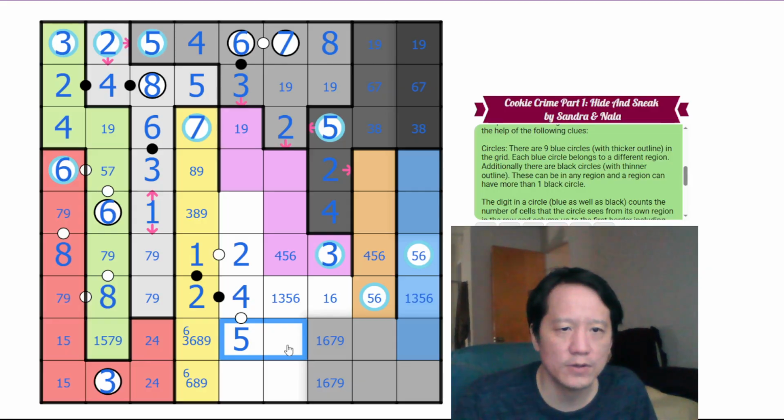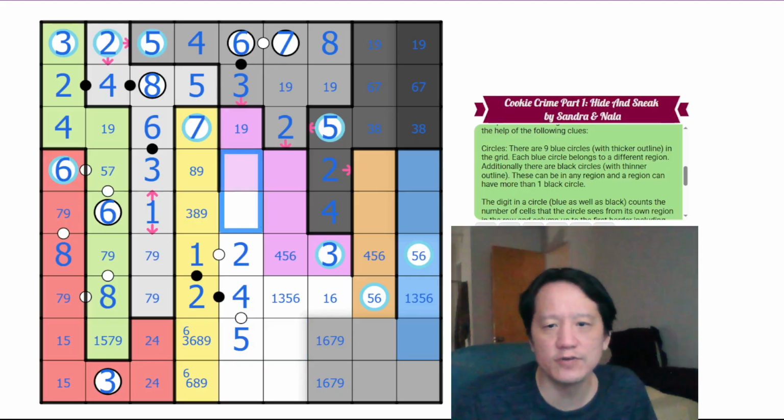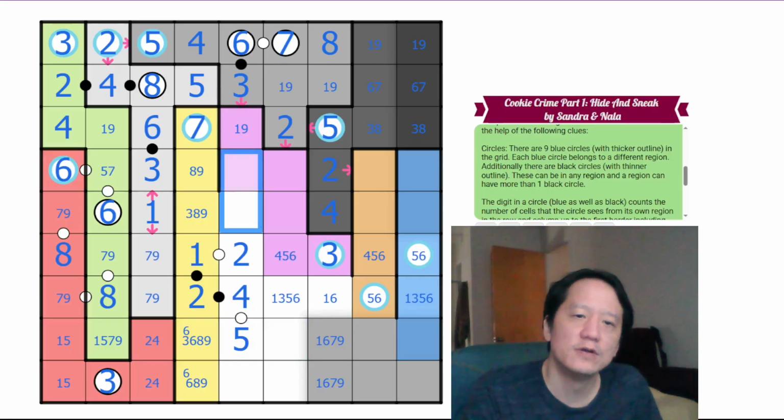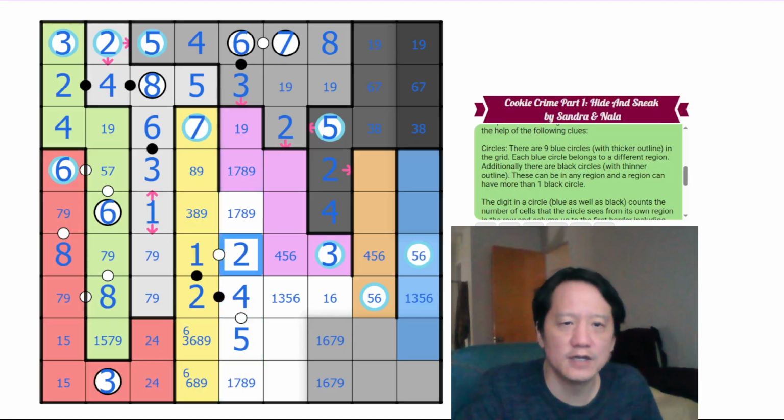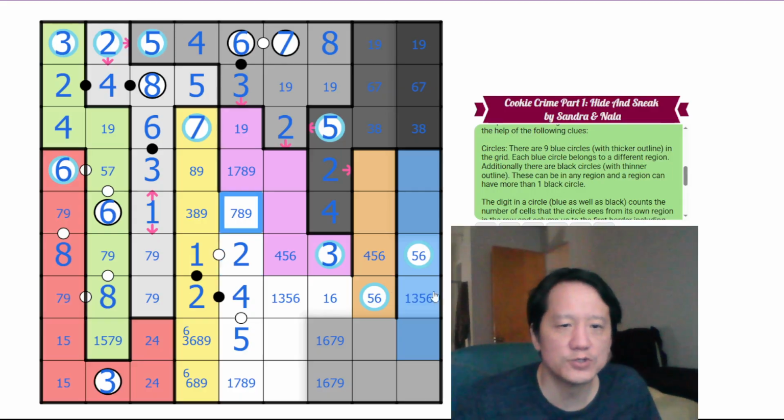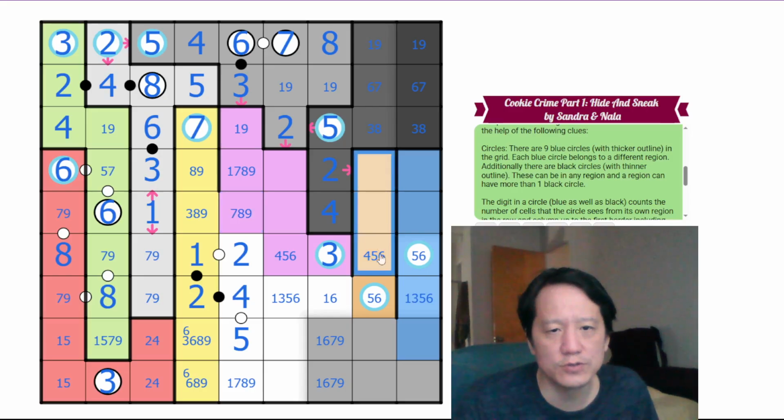Remaining digits of column 5, we have 1, 7, 8, and 9. And this can't be 1. So 7, 8, and 9 are already in the yellow region. This can't be yellow. So it could be pink. I don't think it could be orange, right? 1, 2, 3, 4, 5, 6, 7, 8, 9 would be orange, but then this would be 6 as a pink region, which is not possible.